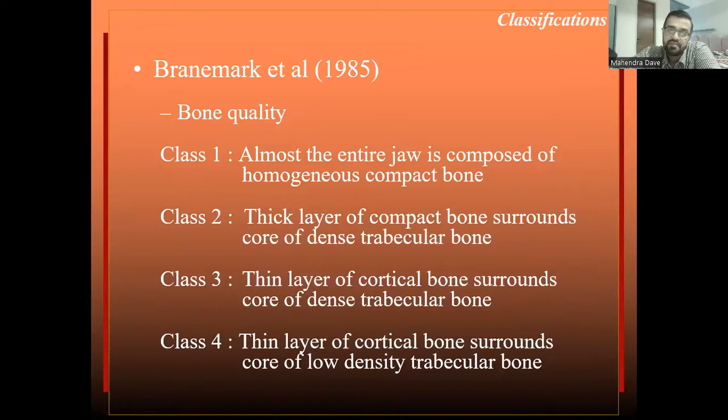Quality of bone. As per Lekholm and Zarb, the quality of bone is classified into 4 classes. Class 1: almost the entire jaw is composed of homogeneous compact bone. Class 2: a thick layer of compact bone surrounds a core of dense trabecular bone. Class 3: a thin layer of cortical bone surrounds a core of dense trabecular bone. And class 4: a thin layer of cortical bone surrounds a core of low density trabecular bone.